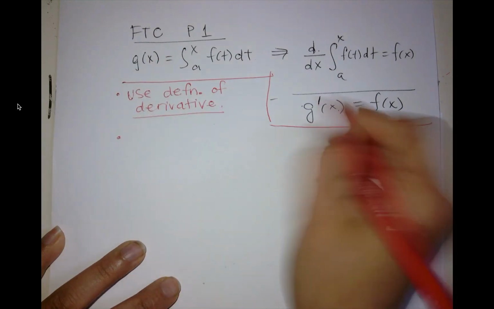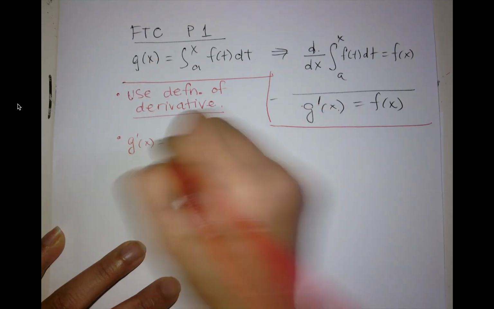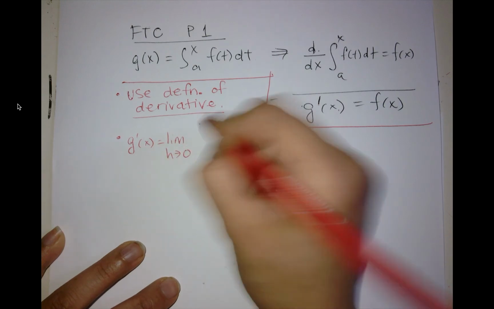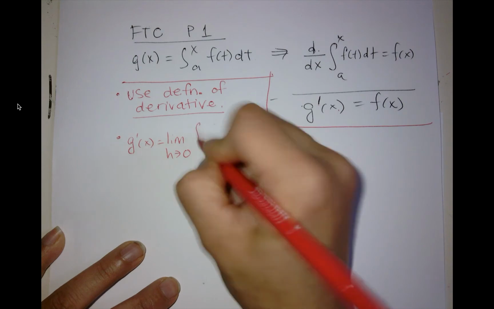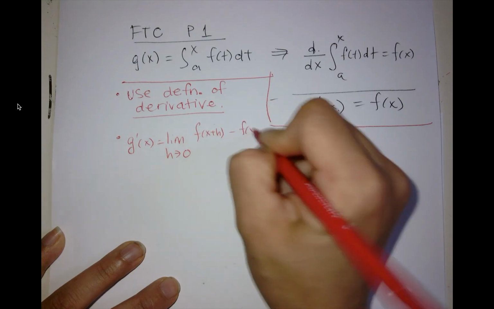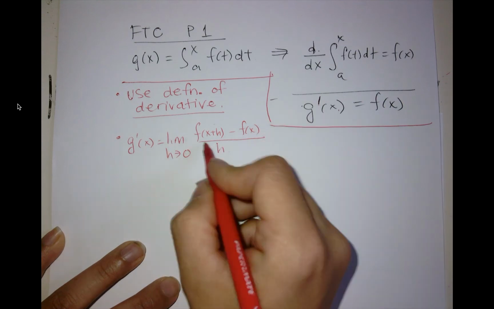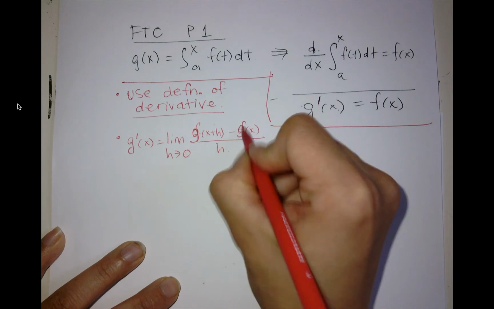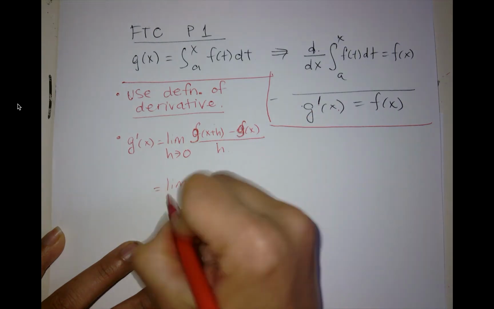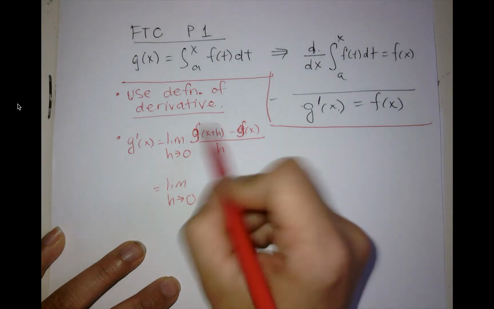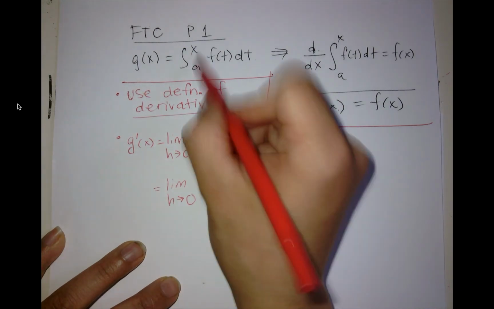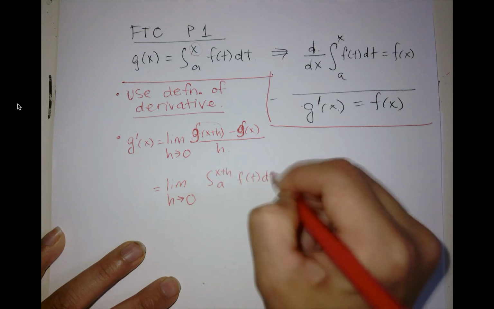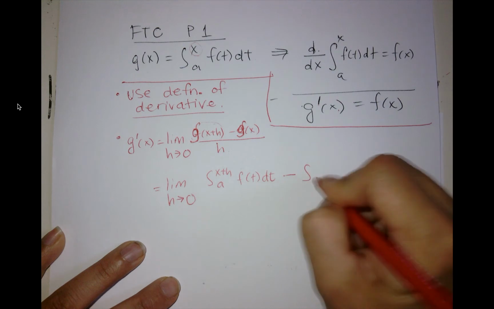So if I use the definition of the derivative, I get g prime of x is equal to the limit as h approaches 0 of, let's see, remember that the definition is f of x plus h minus f of x over h. In our case, this function, I've been calling it g, so I'm just going to replace these with g's. And so if I evaluate the area so far function at x plus h, that just means my upper bound of integration is x plus h. And then I just subtract g of x, which is just my area so far function.